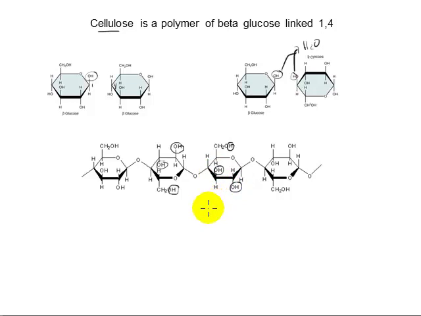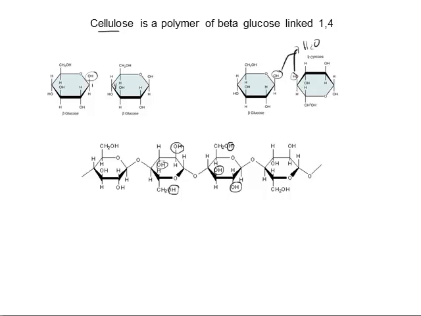The hydrogen bond forming groups are oriented differently and can't interact in the same specific fashion that they did in the starch polymer. And so the overall polymer doesn't coil up to form that helical shape. Instead, the cellulose polymer remains as a flat ribbon-like molecule.